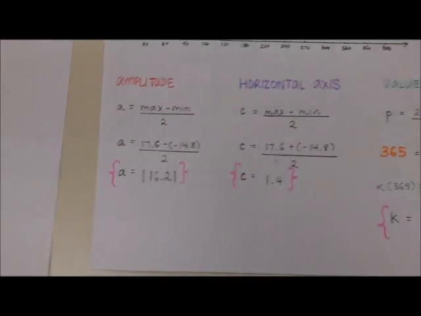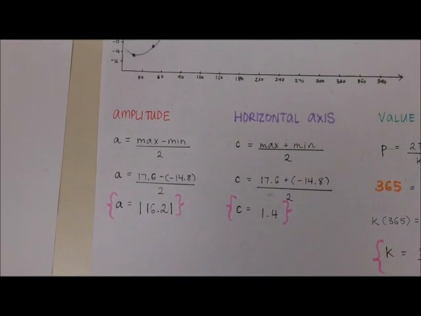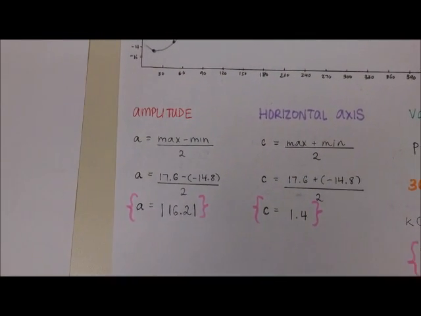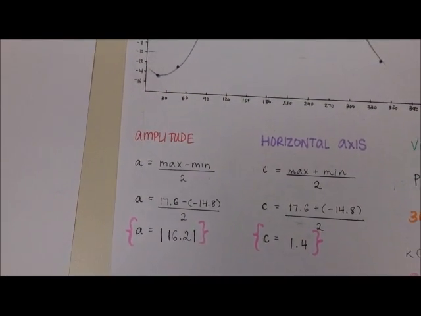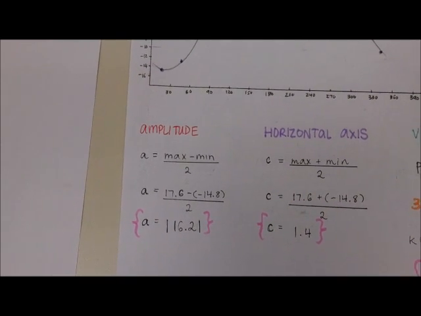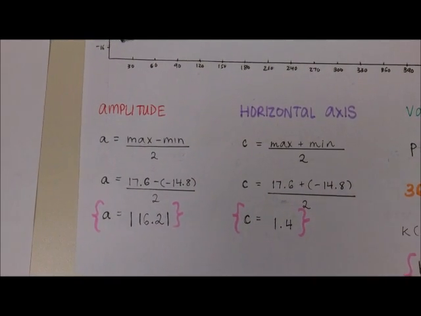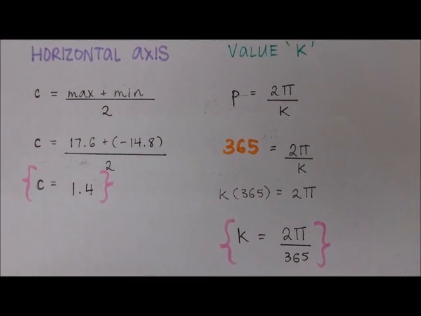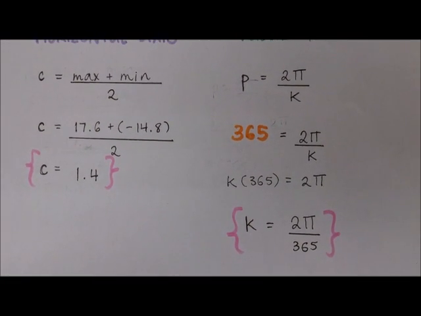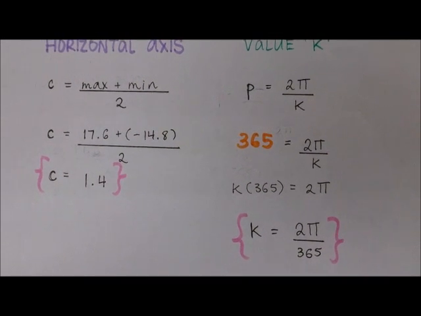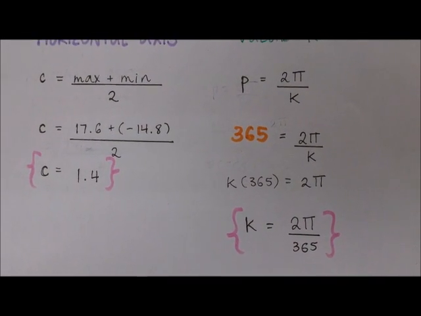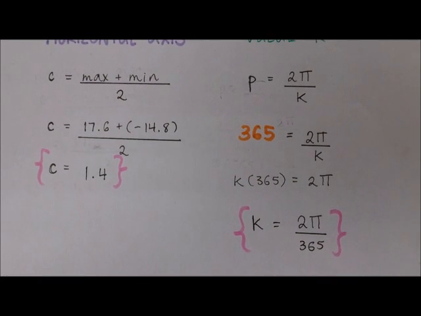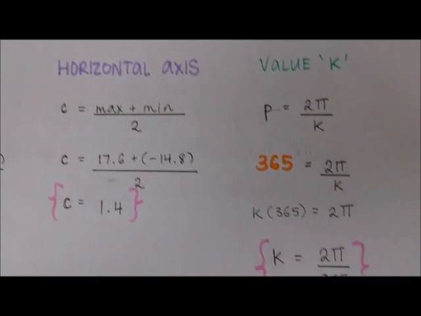So, for amplitude, variable A, we use the equation max minus minimum, divided by 2, and plug in our data into the maximum and minimum values. From there, we end up with an amplitude of 16.2. For the C value, we use the horizontal axis equation, which is max plus minimum divided by 2. After plugging in our data into the equation, we get a value of 1.4.